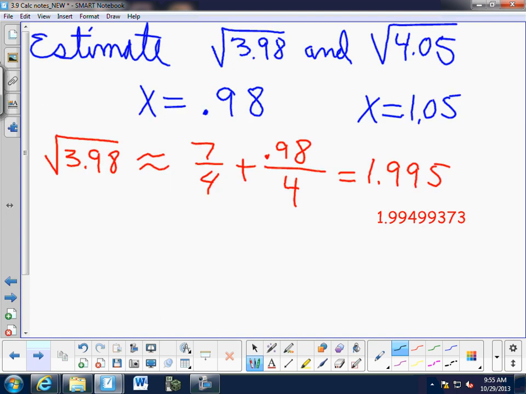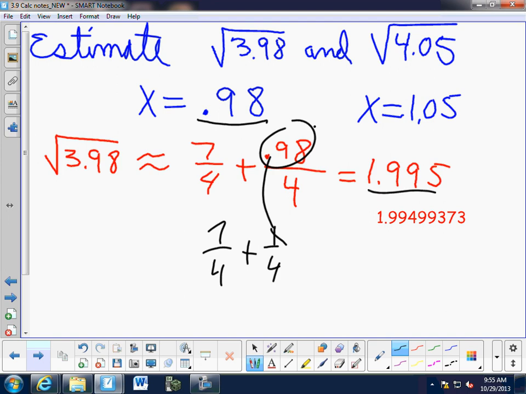So what I can do then is plug in what the x value is into this equation. Remember, it was 7/4 plus 1/4, or I can just do it as x over 4. Plug the 0.98 into there, and I get this. That's the actual real answer when I plugged it into the calculator and checked it. And by golly, it's a pretty good estimation of the value.